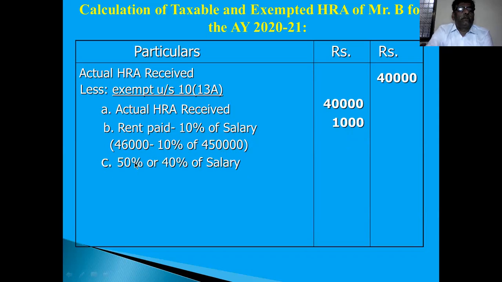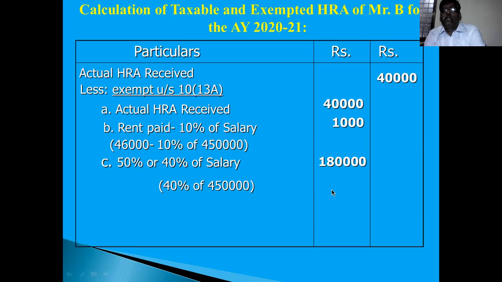Then third point is 50% or 40% of salary. 50% of salary is applicable to 4 cities: Bombay, Delhi, Madras, Kolkata. For these 4 cities, take 50%. And other than these 4 cities, you have to take 40% of salary. So he is living in Belgaum, therefore you take 40% of salary. 40% of 4,50,000 is 1,80,000. These are the 3 items you calculate.